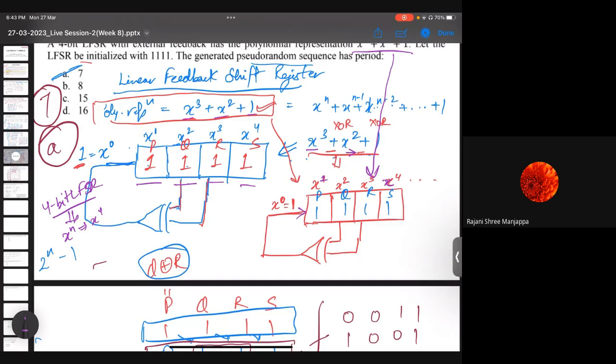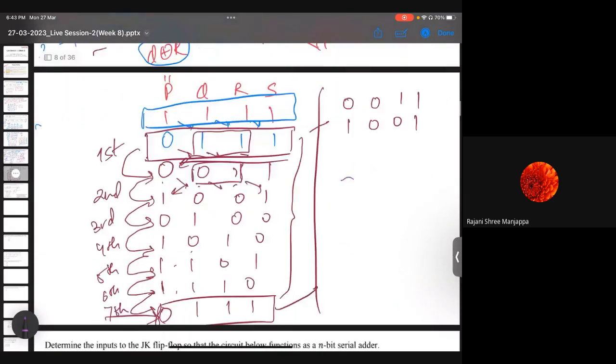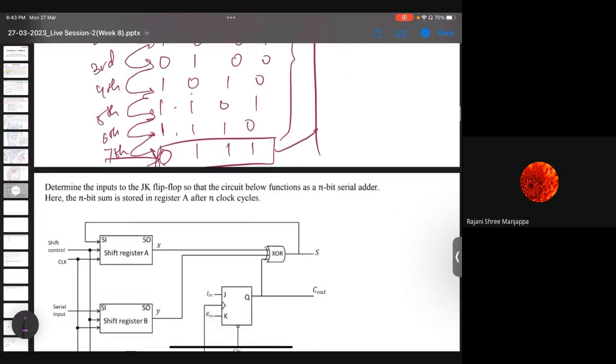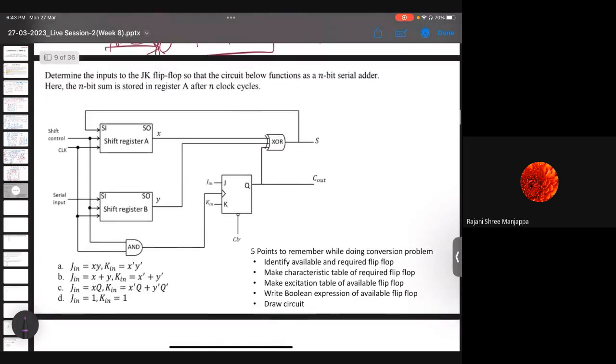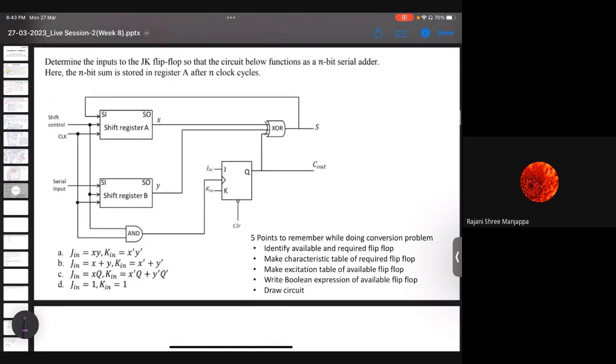Okay, if it is fine and you understood the concept, let me try to give you a question. Let's solve this question first, then we'll go to the next question. Please try to understand this question quite attentively because it is a good question. It says: determine the input to the JK flip-flop so that the circuit will function as an n-bit serial adder. I hope you know the concept of a full adder and what the sum and the carry are. I'll write it for you.